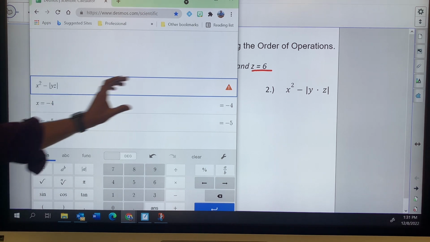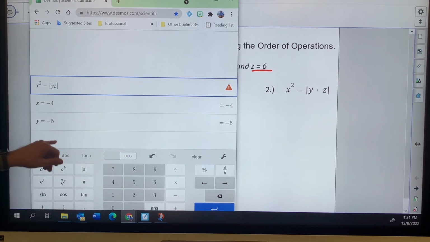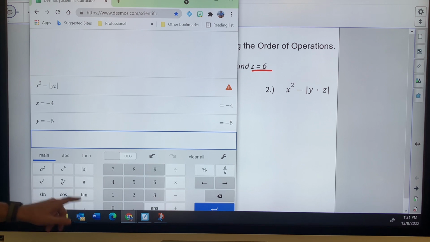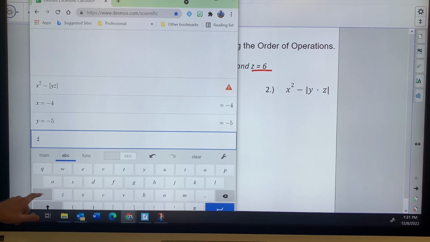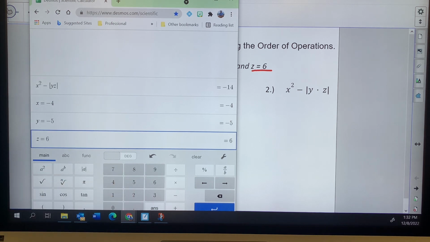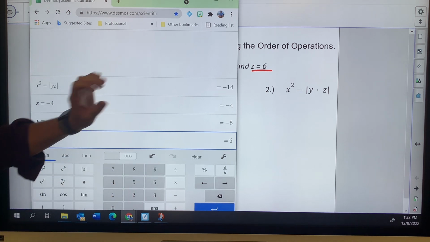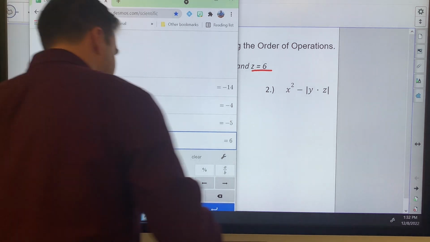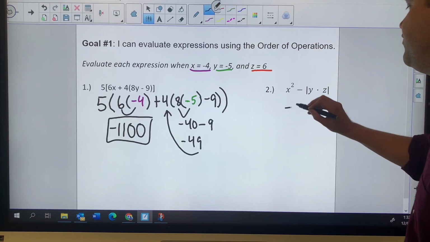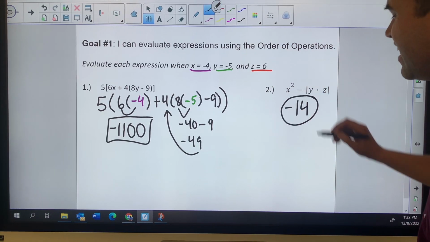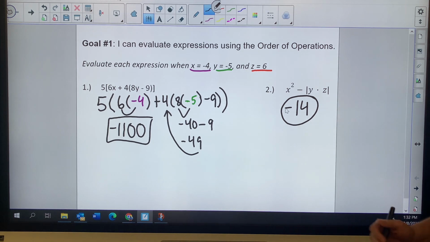Now, again, you'll notice it says I can't do that problem because I have not yet told the calculator that z is equal to 6. And once I tell the calculator that z is equal to 6, it tells me my answer is -14. This one's a little bit easier to do by hand if you wanted to.